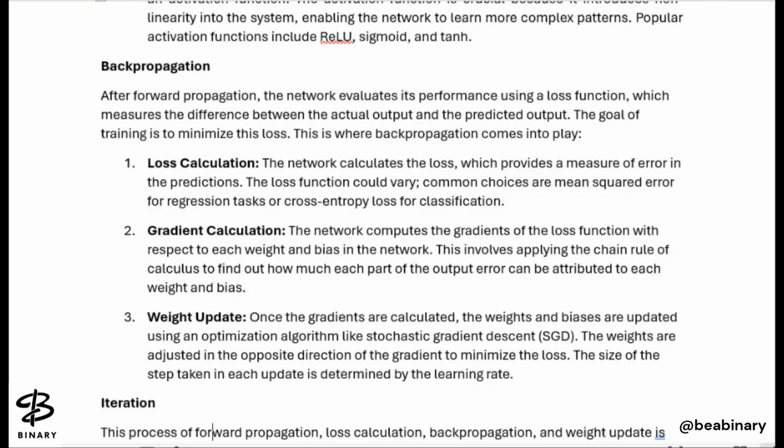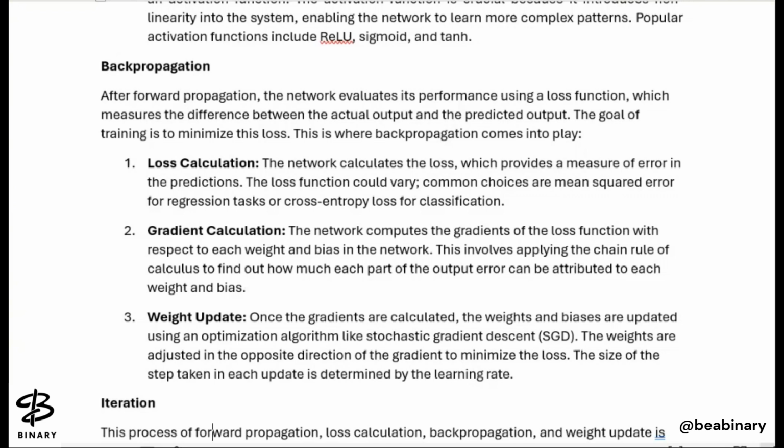Then we are talking about the gradient calculation. The network computes the gradients of the loss function with respect to each weight in the network, and this involves applying the chain rule of calculus to find how much each part of an output error can be attributed to each weight. So simply here we are talking about what has gone wrong, and how can it be backpropagated.